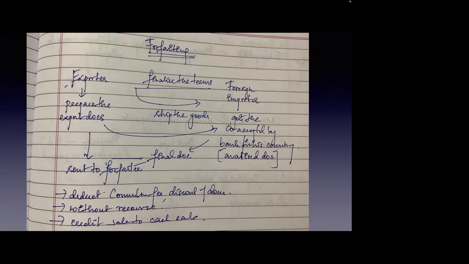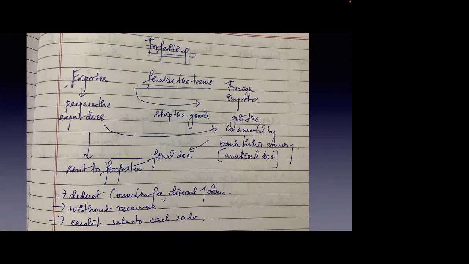If you can see, there's one exporter who gets involved. What he does is he finalizes the terms with a foreign importer, because if we become an exporter, the other person in the other country becomes an importer. So he finalizes the transaction terms with him. Then, based on the finalized terms, he ships the goods to the foreign importer.